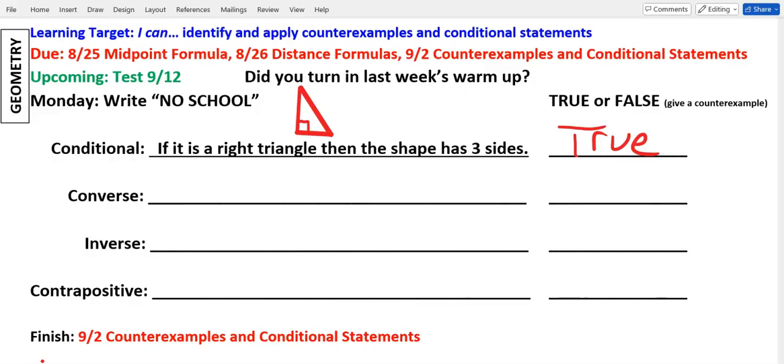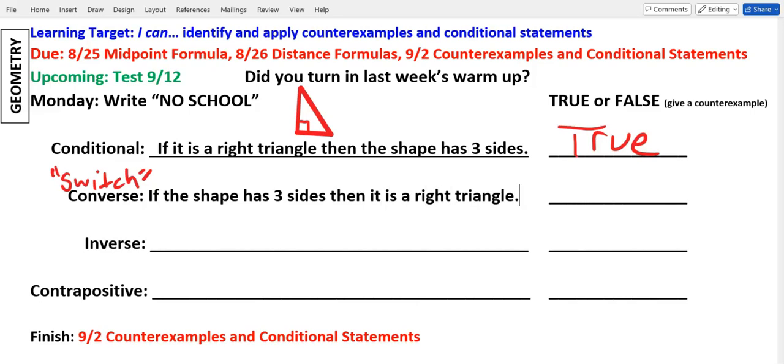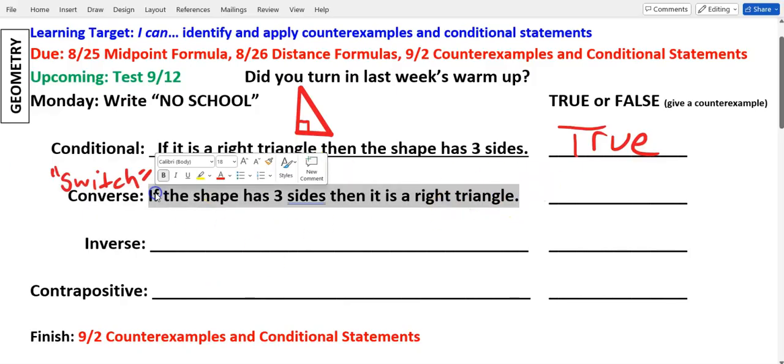And so I'm going to type this out because my handwriting is an atrocity and against mankind. Here we go. So, actually, I will write this though. For Converse, that's the switch, right? Switch that. All right, and I'm going to type this out. So if I switch the beginning and the end, then it'll be if the shape has 3 sides, then it is a right triangle. Period. Okay. So if the shape has 3 sides, then it is a right triangle. And here's the question. Is that true or false? What do y'all think?